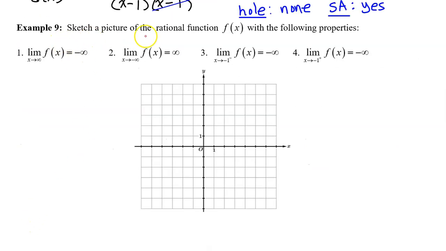Example 9. Sketch a picture of the rational function f of x with the following properties. Condition 1. The limit as x approaches infinity of f of x is negative infinity. In other words, as we go to the right, the value of the function falls. So we need to have this type of end behavior. Number 2. The limit as x approaches negative infinity of f of x is positive infinity. So as we go to the left, the function rises. So the end behavior on the left has to be like this.